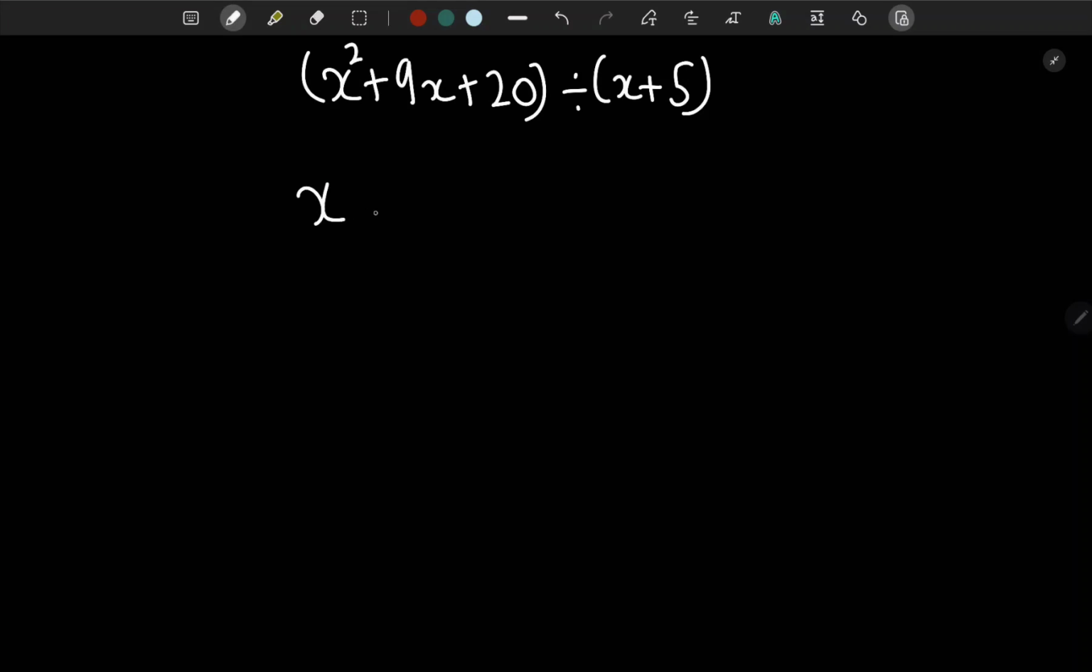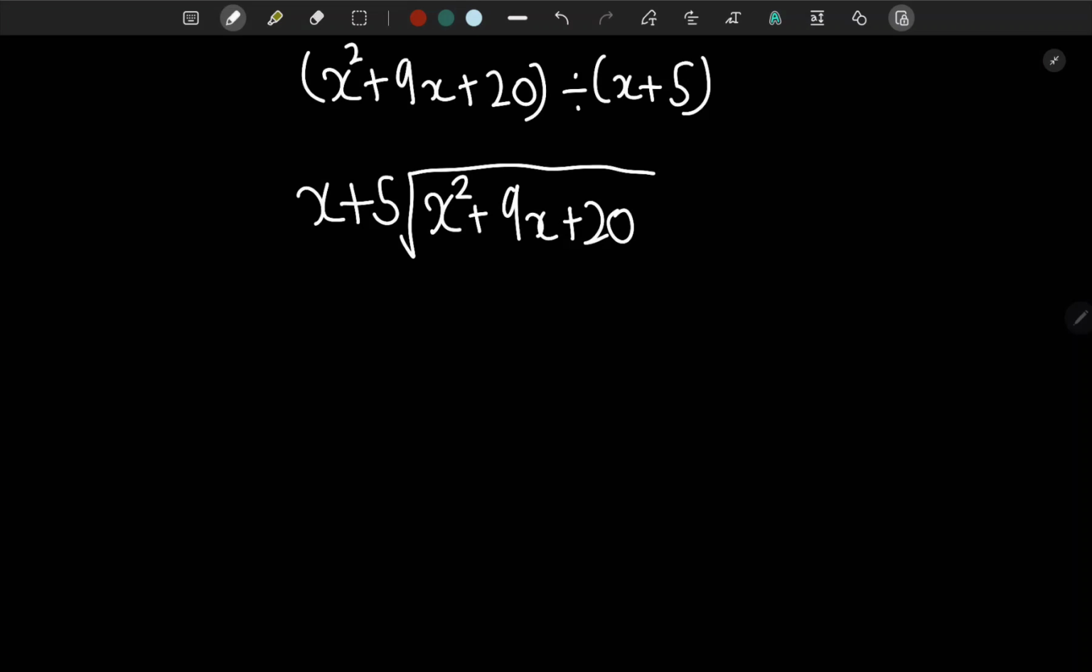So it's going to be x plus 5, and the thing that you need to divide here, x squared plus 9x plus 20. And now you can start the division. To start off with, we divide x squared by x, which is going to be x. Now we multiply this x with x and then with 5 here. So x times x is x squared, and x times 5 is going to be 5x.